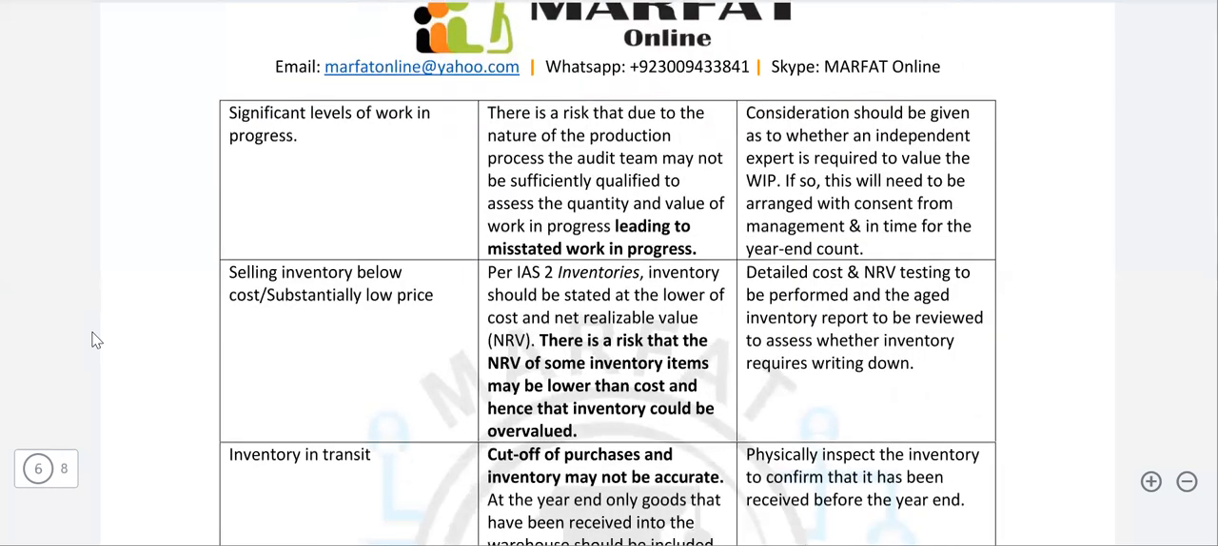Then we have the significant levels of work in progress. Now, when you talk about the inventory, it involves the raw material, the work in progress, and the finished goods. The raw material and finished goods are easy to count because raw material is a raw thing right in front of you, and a finished good is a finished product right in front of you. But when we talk about the work in progress, it is basically something in the machine, something in progress.